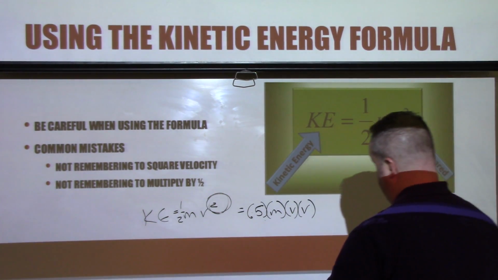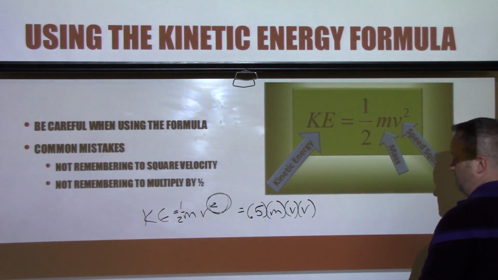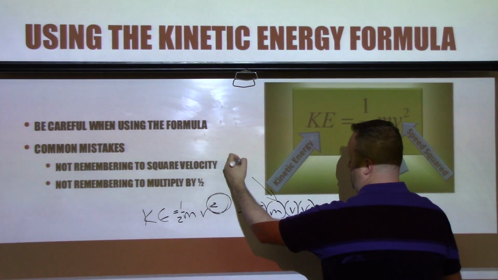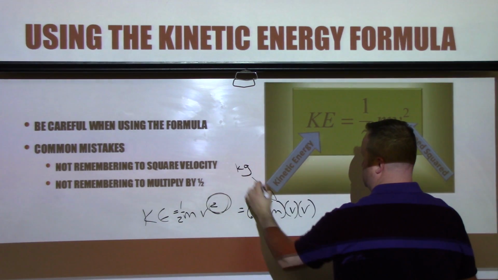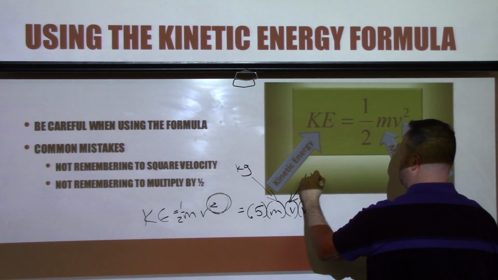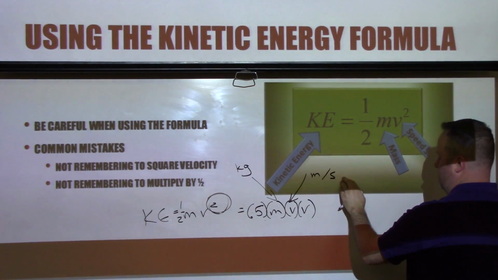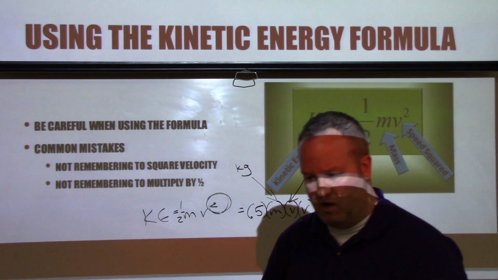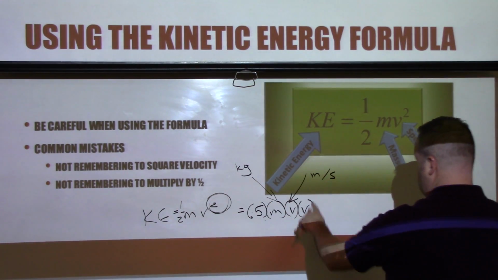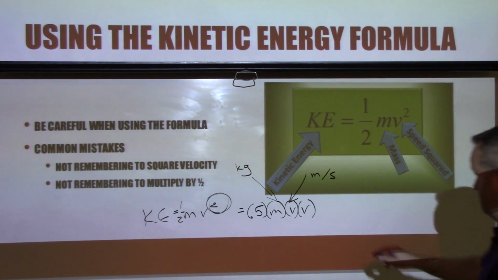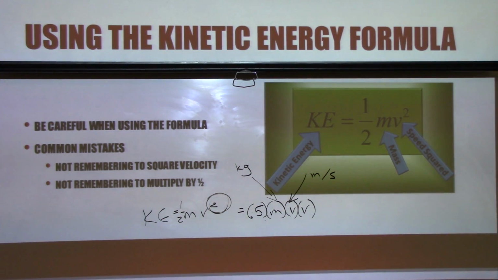Something else that's important to note is that the units have to be precise. You have to have mass in kilograms. If it's not in kilograms, convert it to kilograms. Velocity has to be in meters per second. If it is not, you have to convert it to meters per second. So if you have a different time unit or a different length that's being used instead of meters, you need to convert that.